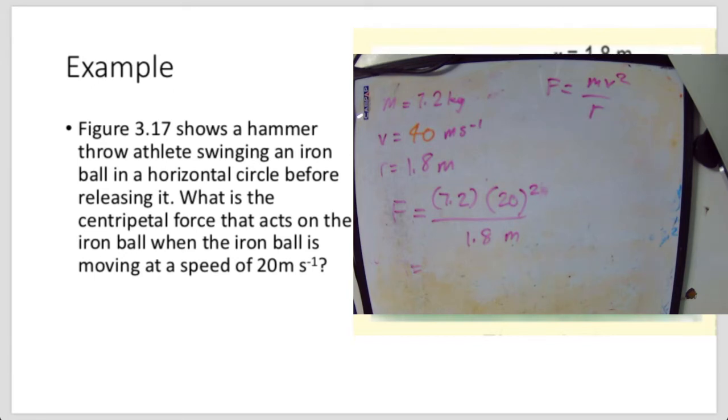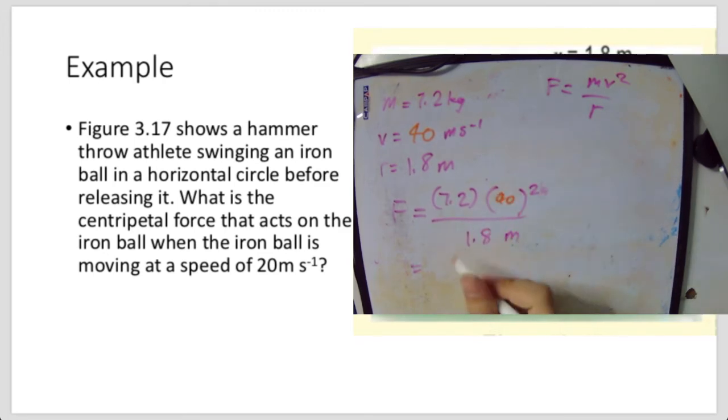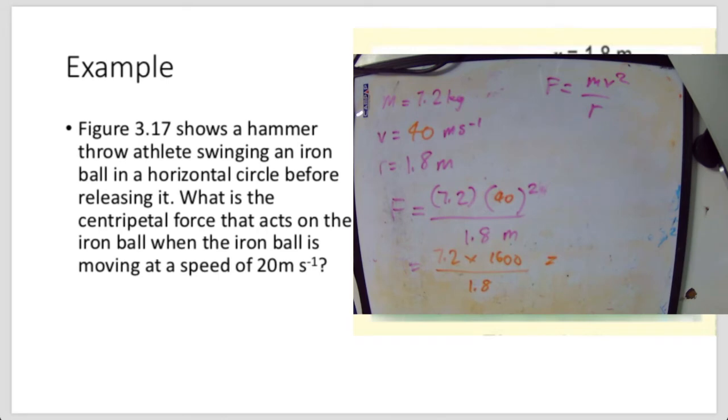Calculators, guys. Come on. So 40 times 40 equals 16,000. So 7.2 times 16,000 divided by 1.8, you would get 6,400 newtons. That's correct. So if we were to increase the velocity, then the centripetal force will also increase.